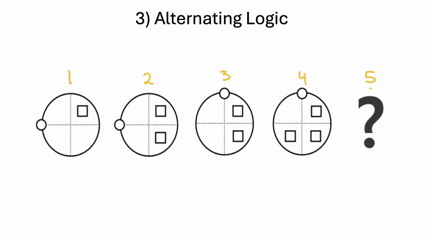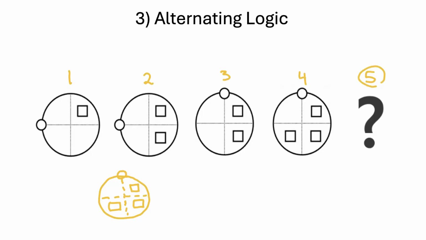So let's apply this to predict the 5th frame. Well, we can start with what we see in frame 4. We have this outer circle. We know it's broken down into quadrants. And then we have 3 squares already here. We have a square in the top right quadrant, a square in the bottom right quadrant, and a square in the bottom left quadrant. And then we have that white circle here at the top.